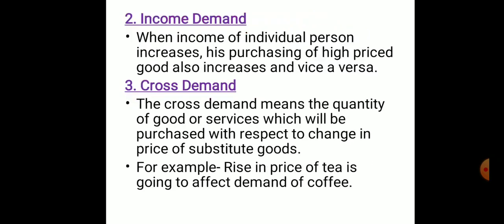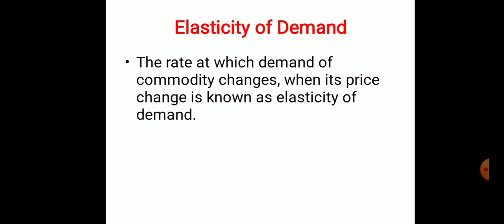The second type of demand is income demand. When the income of an individual person increases, his purchasing of high priced goods also increases and vice versa. And the third type is the cross demand. The cross demand means the quantity of goods or services which will be purchased with respect to a change in the price of substitute goods. So here an example may be a rise in the price of tea is going to affect the demand of coffee. Next is the elasticity of demand. So elasticity of demand is nothing but the rate at which demand of a commodity changes when its price changes, known as elasticity of demand.